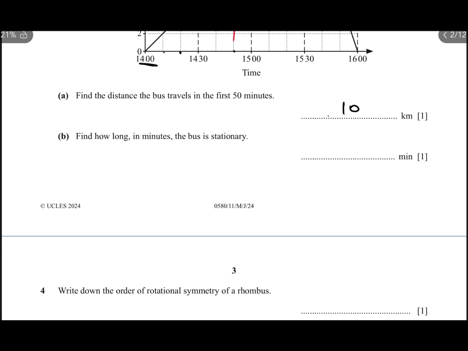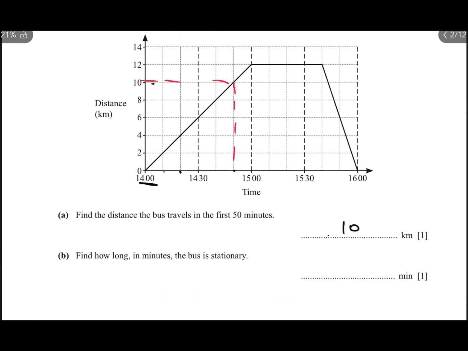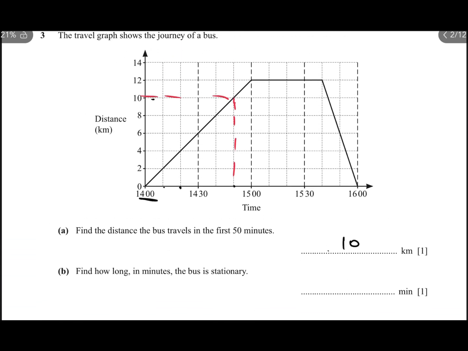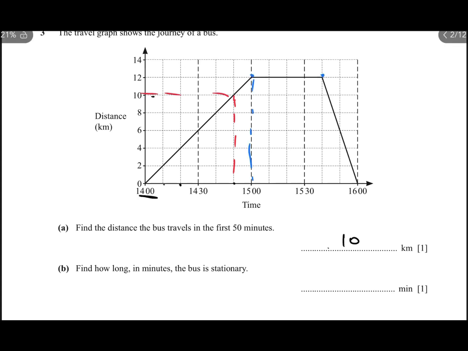Now find out for how many minutes the bus is stationary. The bus is stationary from this point right here to this place. So that's from 15:00, which is 3 o'clock, to 15:40. So that means the bus was stationary for how many minutes? From 15:00 to 15:40 means 40 minutes.